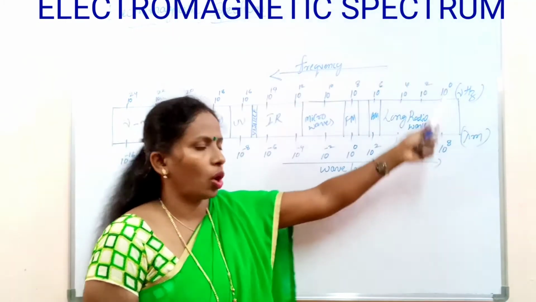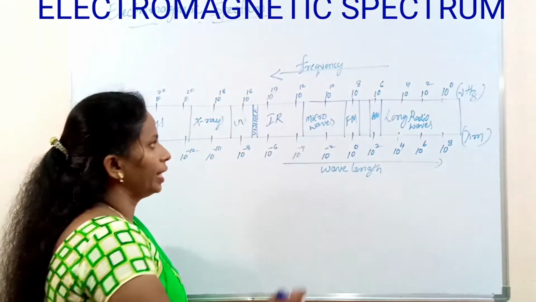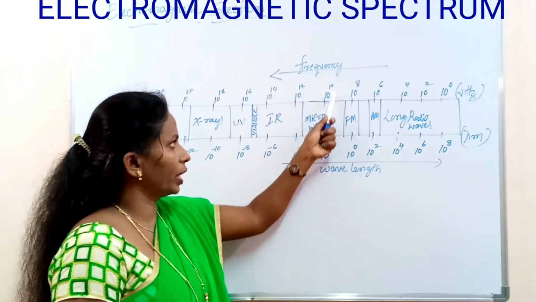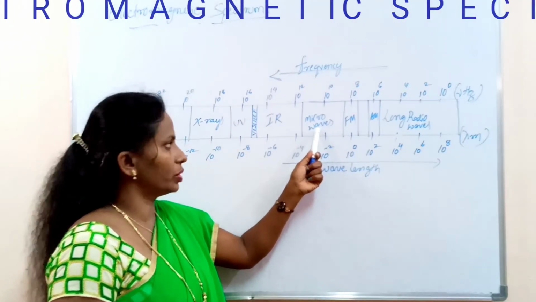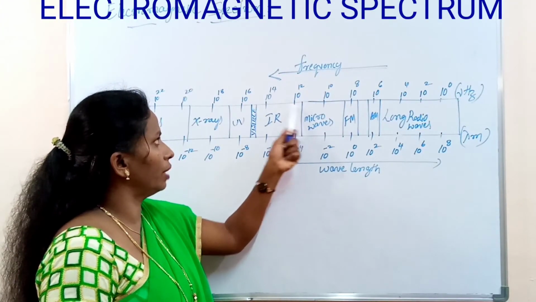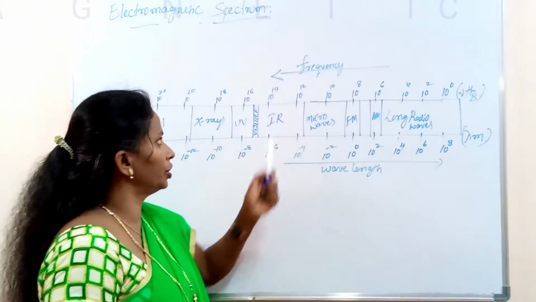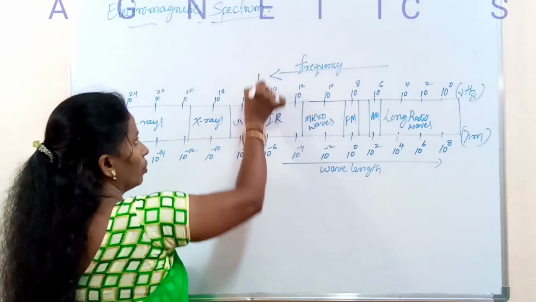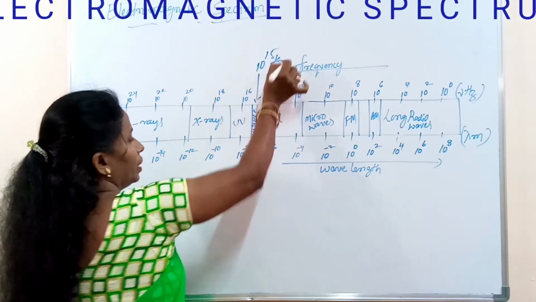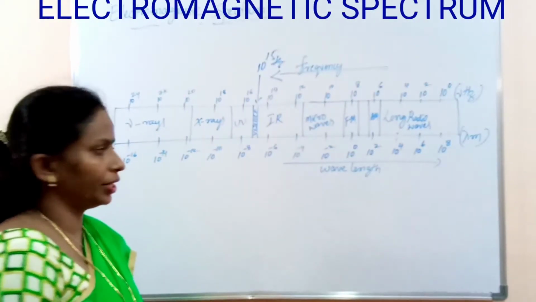Then the remaining are longer radio waves. Then microwaves are around 10 to the power of 10. So this is microwaves, and IR is between 10 to the power of 11 and 15. IR radiation is around 10 to the power of 15 hertz, and at around 10 to the power of 15 hertz we get visible radiation.